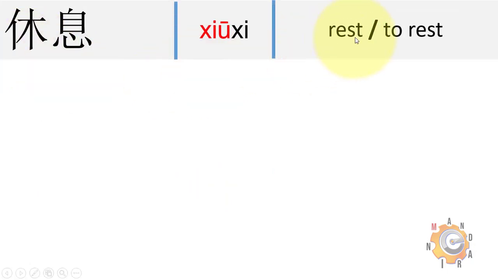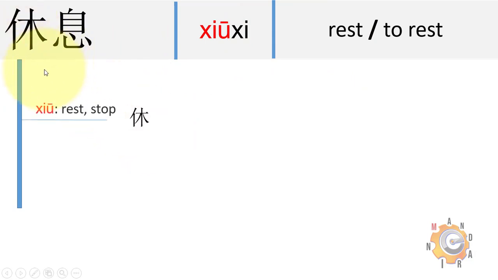Next one. 休息, which means rest or to rest. This character can further be decomposed. The character on the left side is xiu, which means rest or stop, while the character on the right side is xi, which means rest or put a stop to. This character can further be decomposed. The character on the left side is actually the radical for person, and the character on the right side is mu, which means tree. So a person under the tree means this person is resting.